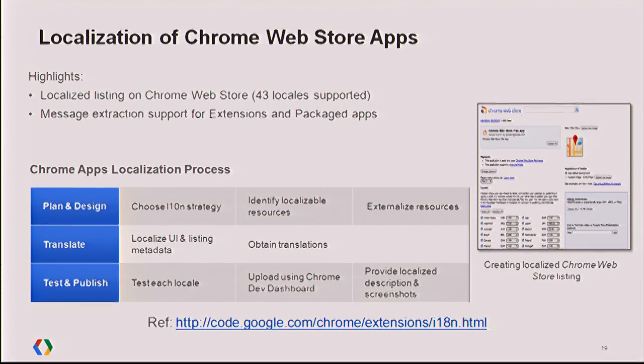In terms of the localization process, it is again very similar to what we described for Android: the planning and design phase, the translation phase, and then the testing and publishing phase. One important distinction is that you provide the localized description and screenshots at the time when you're uploading, for each language at one time. Again, the reference at the bottom, code.google.com/chrome, extensions i18n, has all the details about Chrome Web Store localization as well.